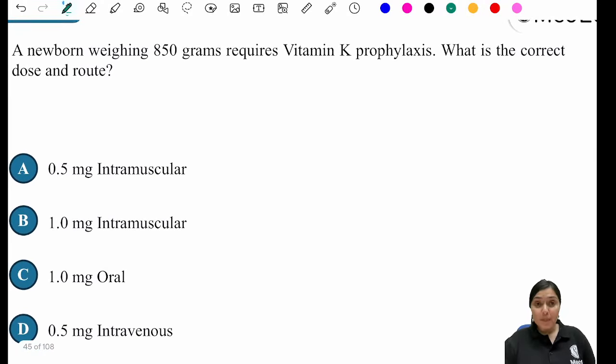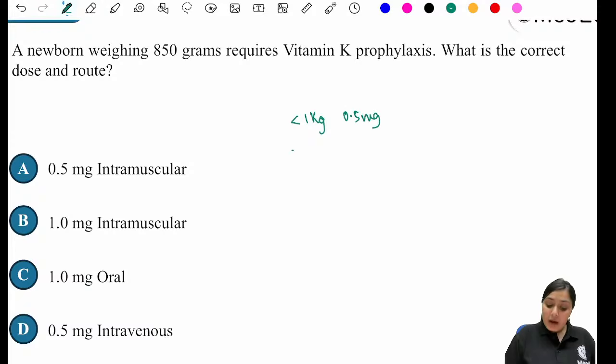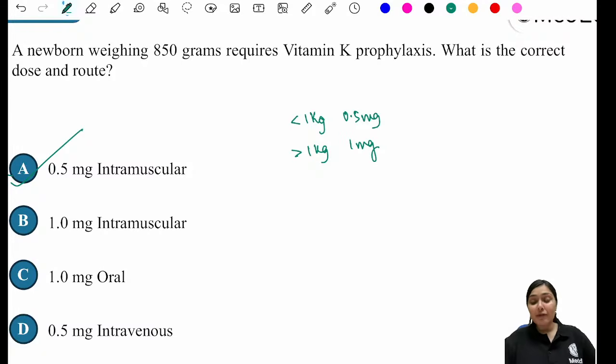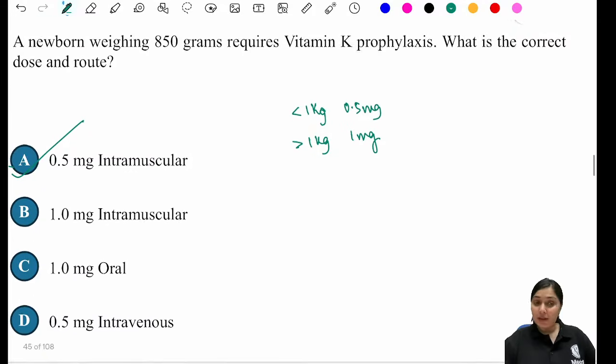We have a newborn weighing 850 grams. This newborn requires vitamin K prophylaxis. Each and every child requires vitamin K prophylaxis at birth. What is the correct dose and route? So we all know we give it on the anterolateral aspect of the thigh, intramuscular dose. How much? If the child is less than 1 kg, we give 0.5 mg. After that, we give 1 mg. So this child is just 850 grams, less than 1 kg. So the correct answer here is going to be option A, that is 0.5 mg intramuscularly.